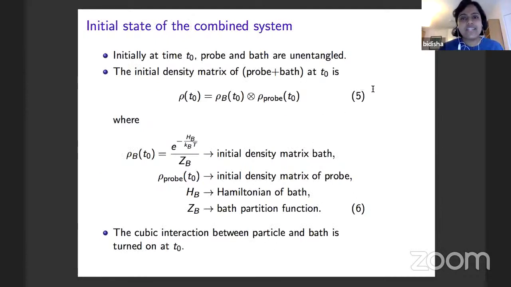Let me also tell what the initial state is. Initially we assume that the probe and the bath are unentangled. So the initial full density matrix just factorizes into the bath and the probe density matrices. And since the bath is in a thermal state, its density matrix is written in terms of thermal partition functions. Just after this time t naught, when these two were not interacting with each other, we turn on the small cubic interaction that I mentioned.